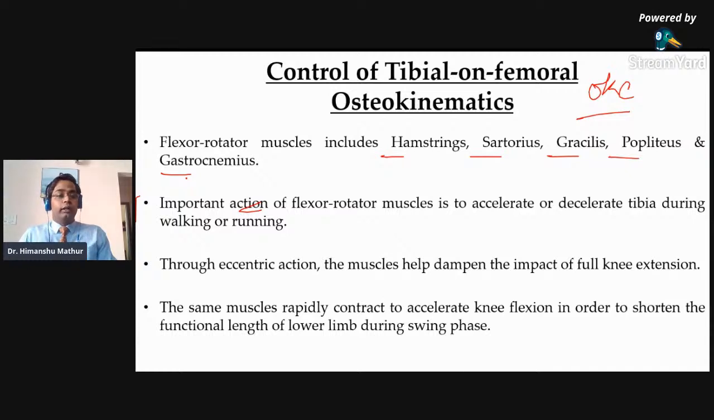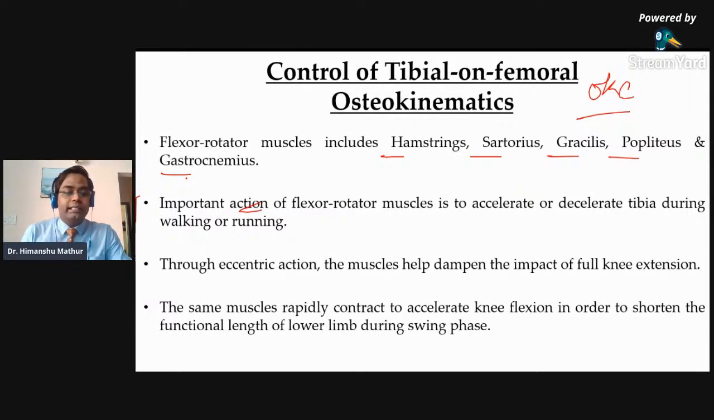Now, an important action of the flexor rotator muscles is to accelerate or decelerate the tibia during walking or running. During walking, after the terminal swing, when my knee is going for extension, these muscles decelerate the speed of my knee joint or the tibia by their eccentric activation. And after the toe off, when my knee is going into flexion, these muscles work concentrically to pull my tibia into flexion. They also help while running.